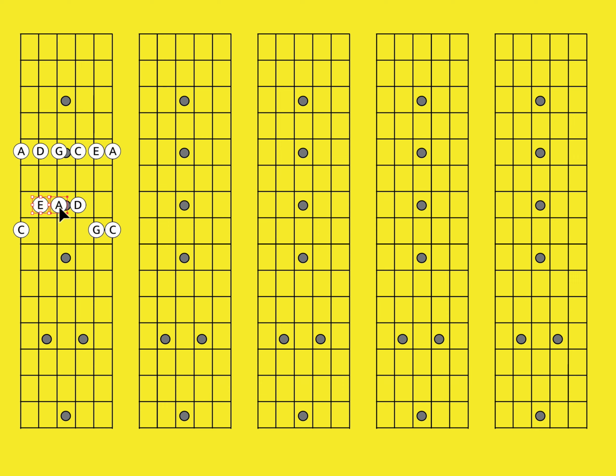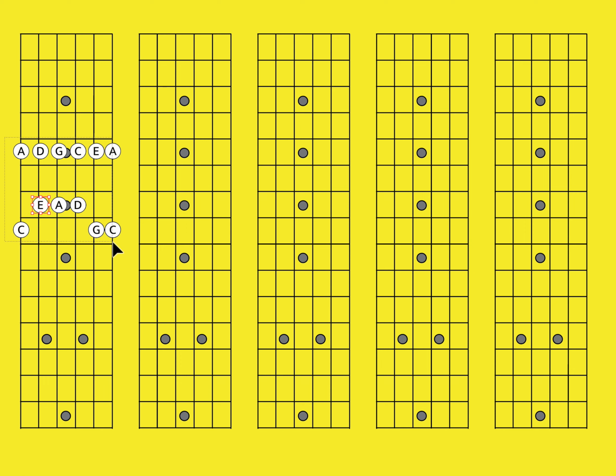From E, we have A. Similarly, there's the open E string, 1, 2, 3, 4, 5 frets. So E to A is a perfect fourth. And then G to C is a perfect fourth. We have the open G string, 1, 2, 3, 4, 5 frets. So from each note within the minor pentatonic scale exists its perfect fourth, and that's what makes up the scale, with the exception of C. C would go to E.